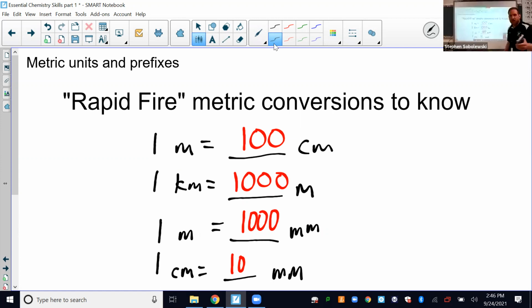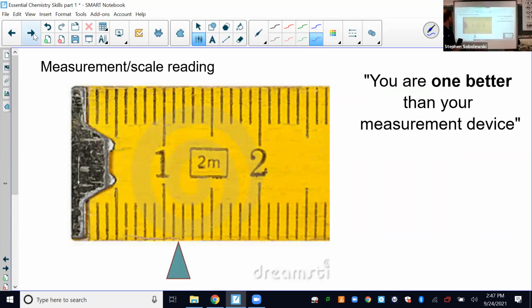So these are what I call the rapid fire. You should memorize these. And when I say memorize, I mean you're able to come up with them within a couple seconds, not really think about it for 30 seconds. You should know this quickly. Okay, so that wraps up the metric system and the metric prefixes. Let's move into measurement and scale reading.